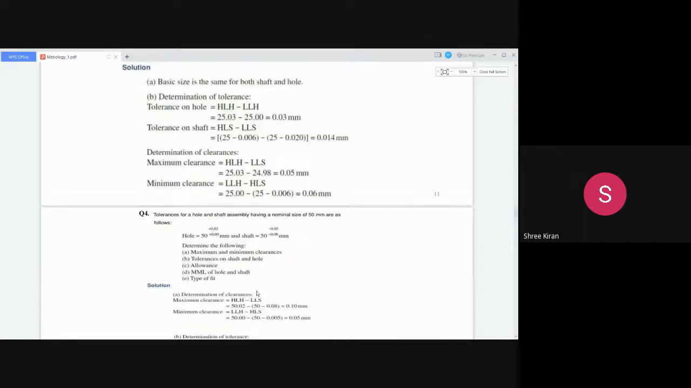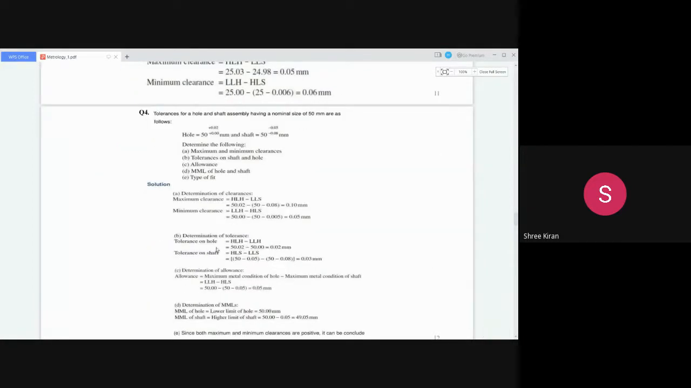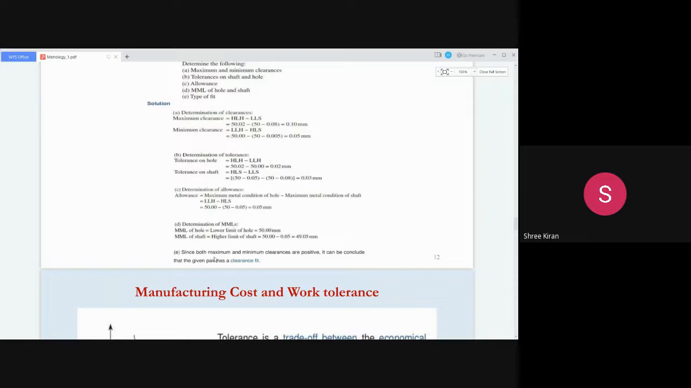In the case of tolerances, we have the maximum clearance and the minimum clearance, as told here. Then the tolerance of the hole and the tolerance of the shaft. Then in the case of allowances, the maximum metal condition of the hole and the minimum metal condition of the hole. The lower limit of the hole is 50 mm, and the higher limit of the shaft is 49.05 mm. Since both the maximum and minimum clearance are positive, it can be given as per the figure.